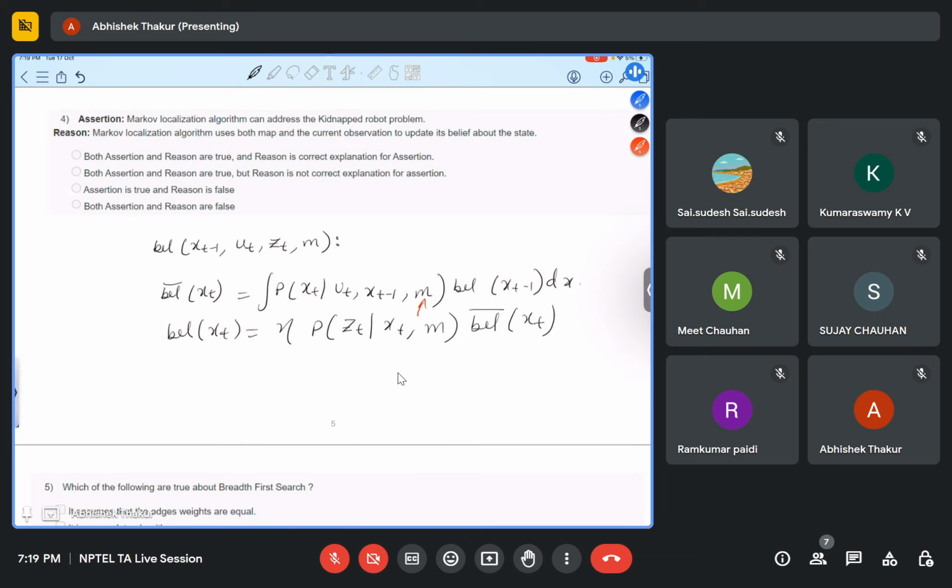So the current observation is zt. So it needs zt, m, ut, and the previous position. So it requires these four parameters to estimate the current position, to localize the robot. So in this, both assertion and reason are true, and reason is the correct explanation for this question. So option A is the correct answer.